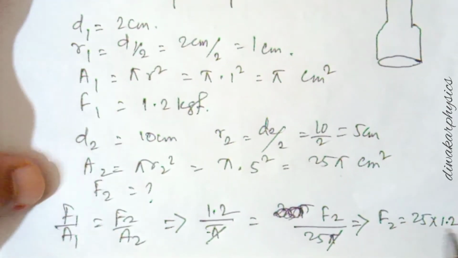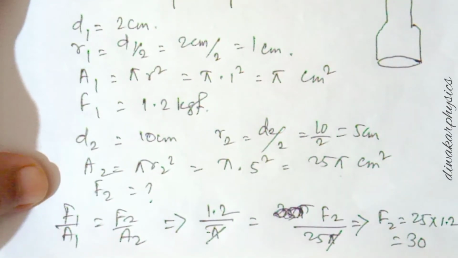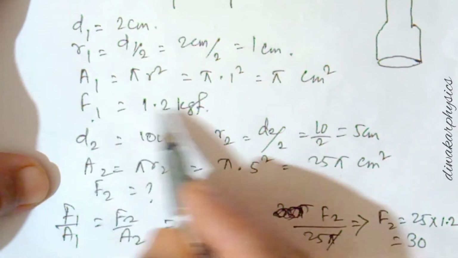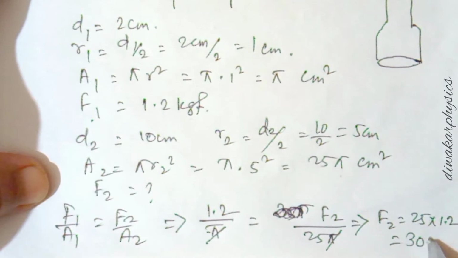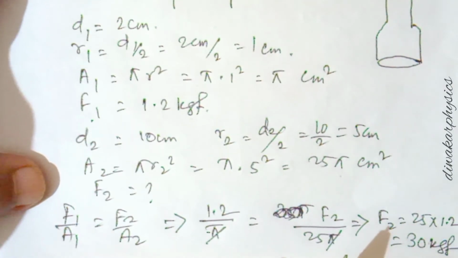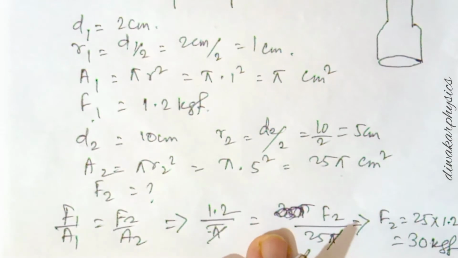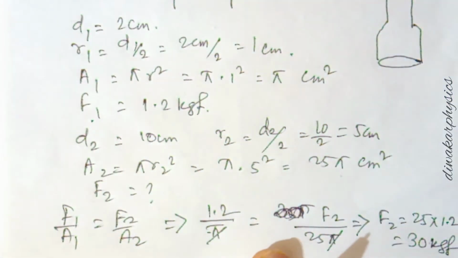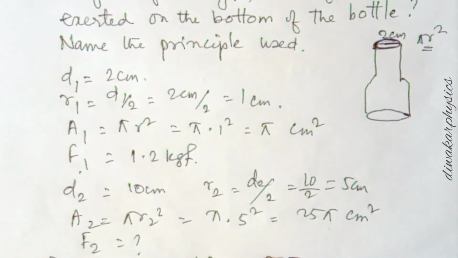So that will give you 30 value. But what is the unit you say? We have used F1 as kgf. So here also kgf will come. So force on the bottom of the bottle is 30 kgf. Then which law we have used here? The second part of the question, name the principle used, Pascal's law. So you can just write Pascal's law. State the principle used, then you can write the statement of Pascal's law. Okay, so that way we solve.